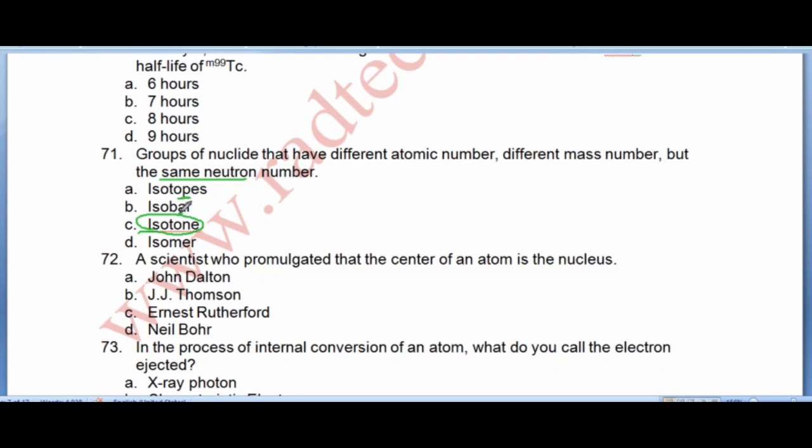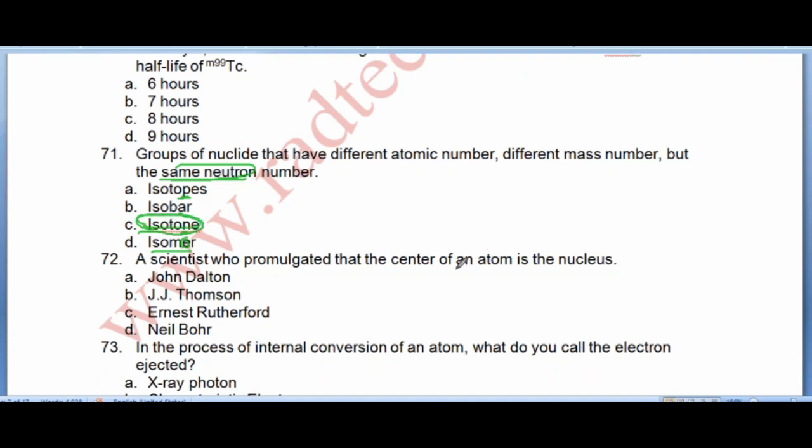Isobar, atomic number pala. Protons, atomic number, element. Isobar, atomic mass, different elements, different atomic number. Isotones, the same number of neutrons. Different elements, different atomic number, different atomic mass. Isomer, lahat the same except for energy. So again, ito po yung keyword, the same neutron, isotones.